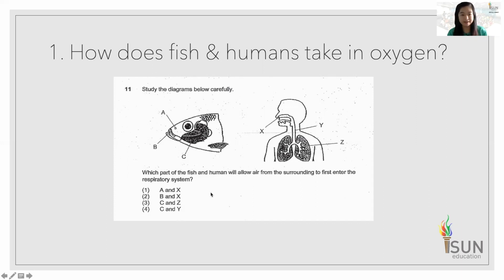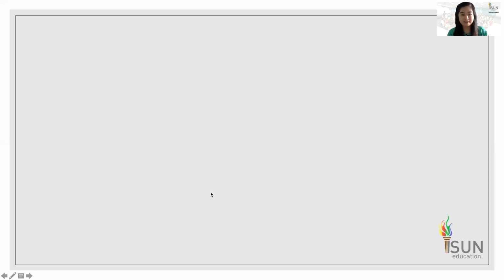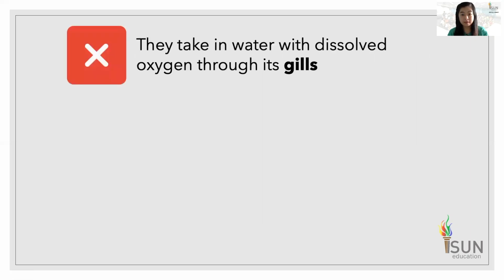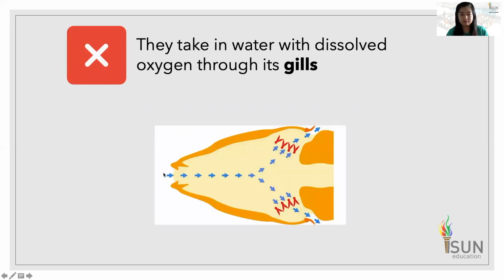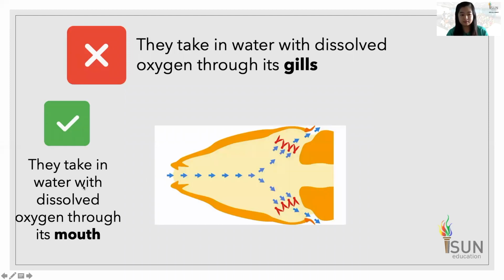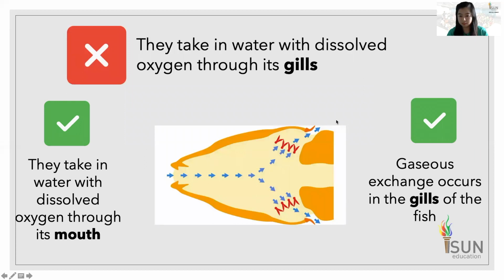Don't worry, okay? I'm going to help you with that. I think a lot of students will be thinking at this point that fish take in water with dissolved oxygen through its gills. But this concept is not true. This diagram shows that they take in dissolved oxygen, which is in the water, through its mouth, and gaseous exchange will occur at the gills of the fish.